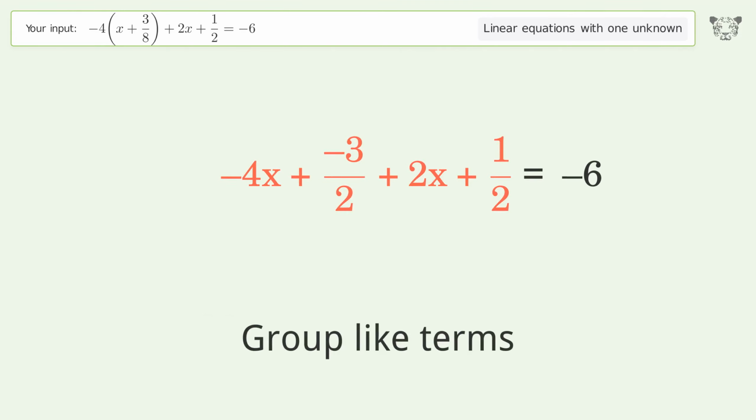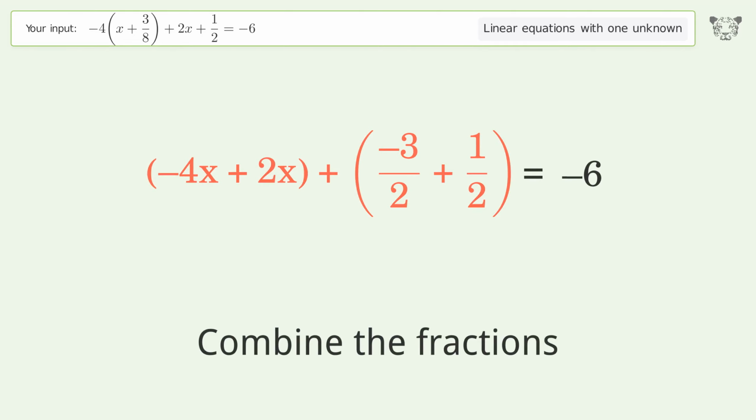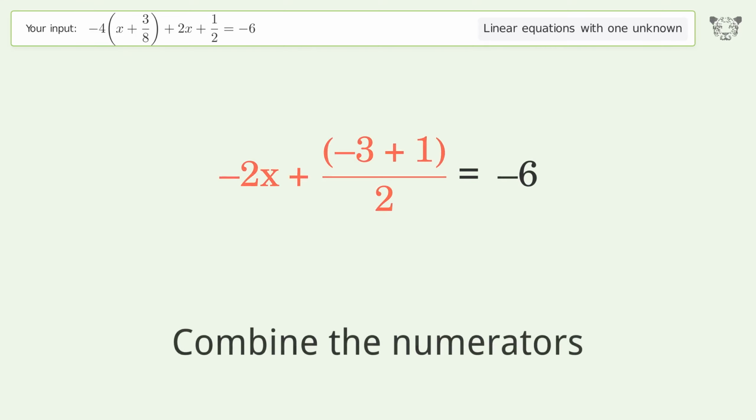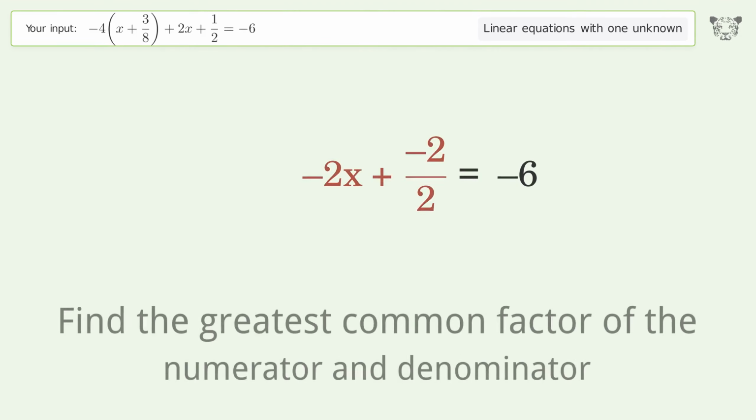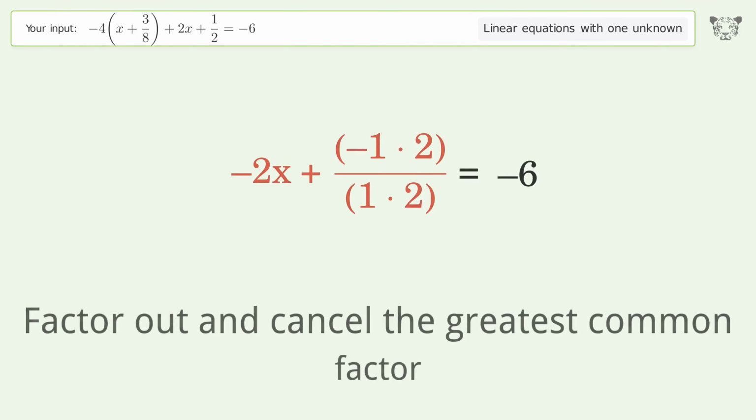Group like terms. Combine the fractions. Combine the numerators. Find the greatest common factor of the numerator and denominator. Factor out and cancel the greatest common factor.